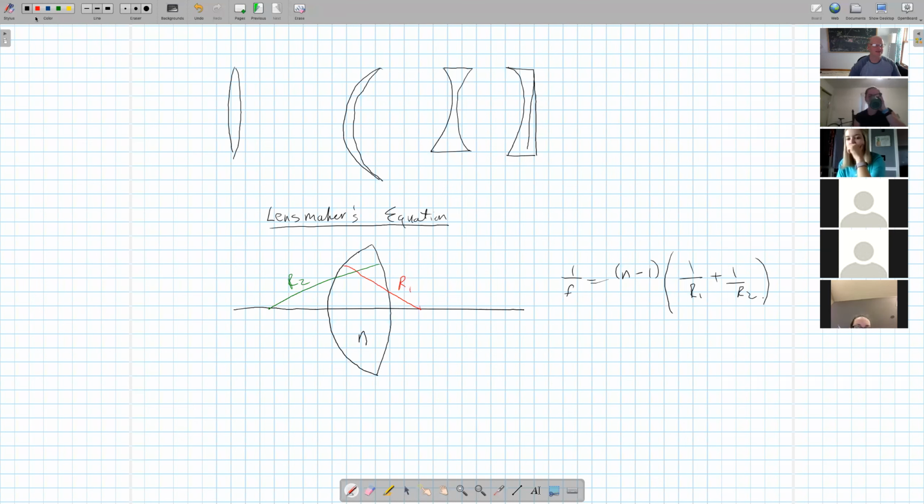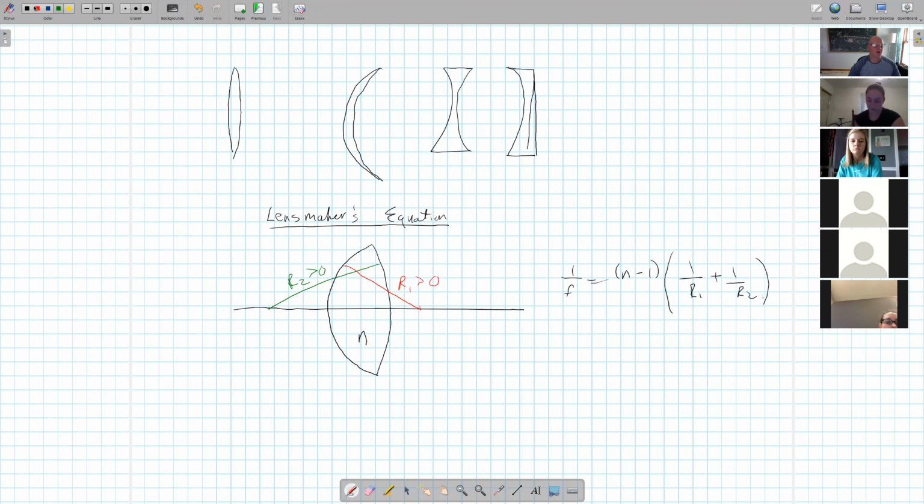Now, things to pay attention to here are that the radii are defined in such a way that, if the left side here has a radius which stems from the right-hand side, this is considered a positive radius. So the radius on the left side of the lens, if that stems from the right-hand side, is a positive radius. The radius of the right-hand side of the lens, if that stems from the left-hand side, is also a positive radius. Okay.